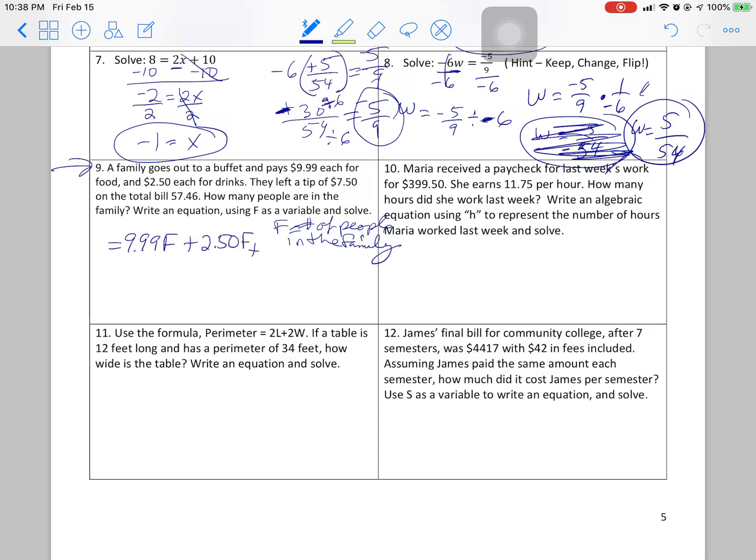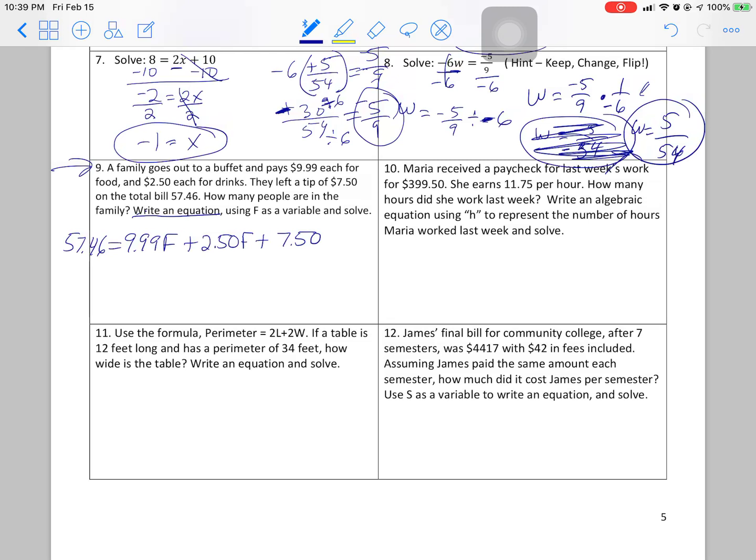Okay, then they left a tip. Let's make some more room. They left a tip of $7.50, and when they paid their bill, they were all done. The bill was $57.46. So there's an equation. If that's on the test, you get half credit for writing that out like that. Okay. And then how would you start to solve this problem?